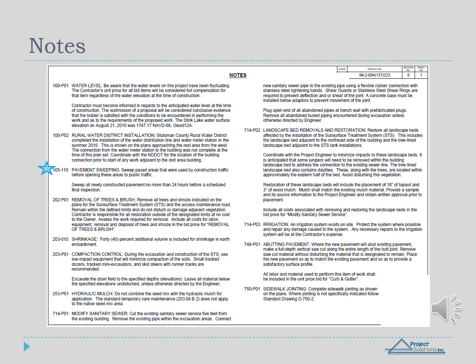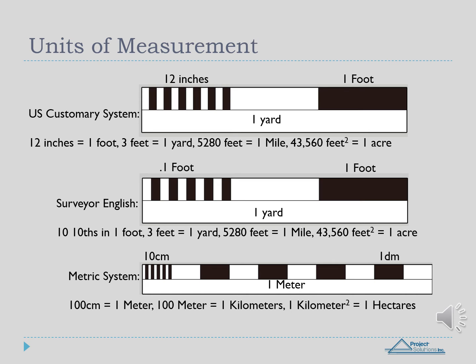In the construction industry, you will find several units of measurement. Most common is the U.S. customary system, aka English or Standard. It uses inches, feet, yards, miles, and acres for most measurements. There are 12 inches in a foot, 3 feet in a yard, 5,280 feet in a mile, and 43,560 square feet in an acre.